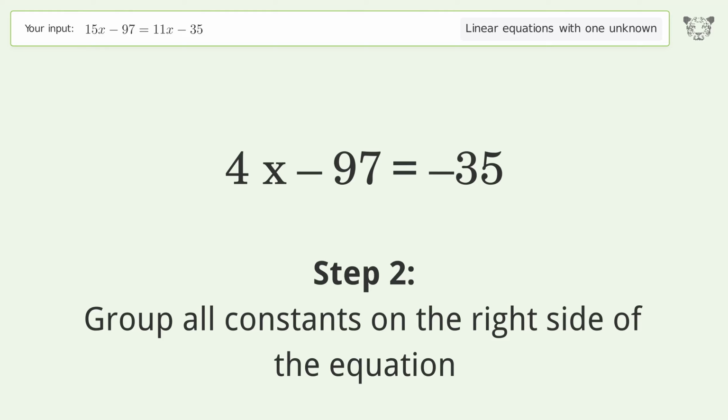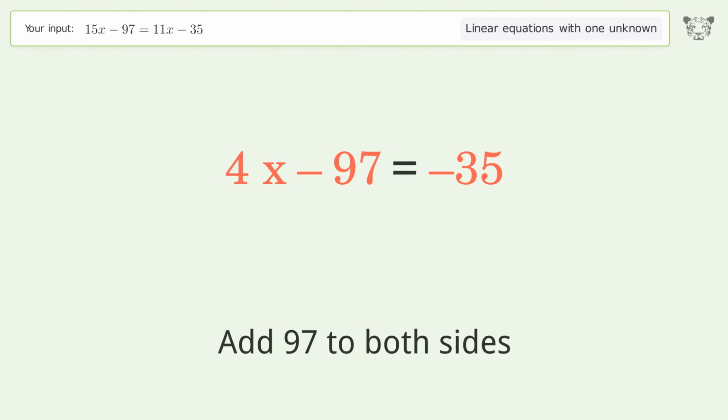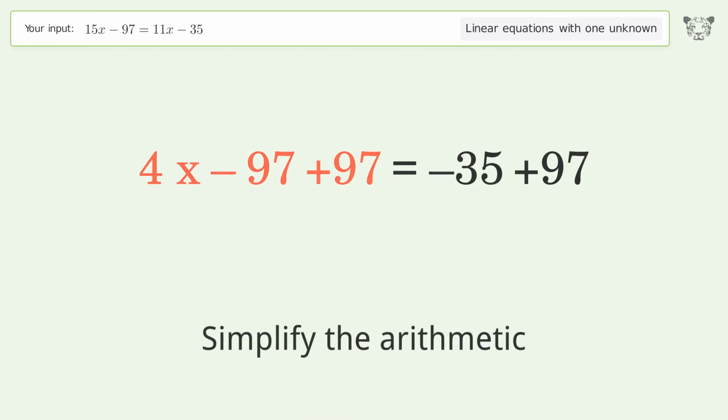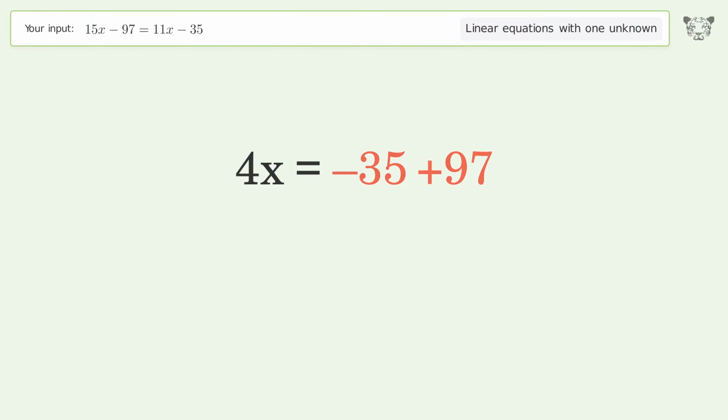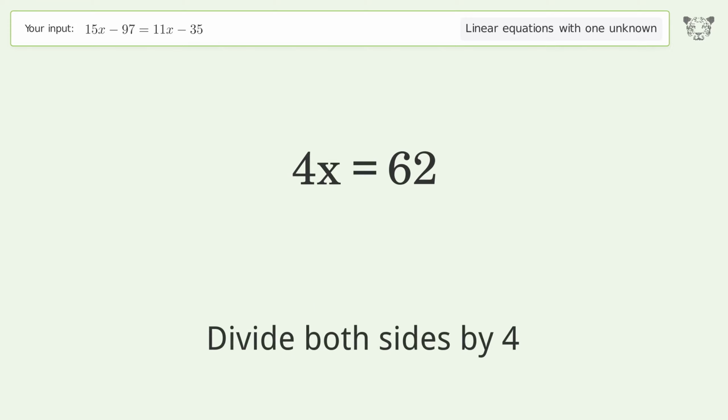Group all constants on the right side of the equation. Add 97 to both sides. Simplify the arithmetic. Isolate the x. Divide both sides by 4.